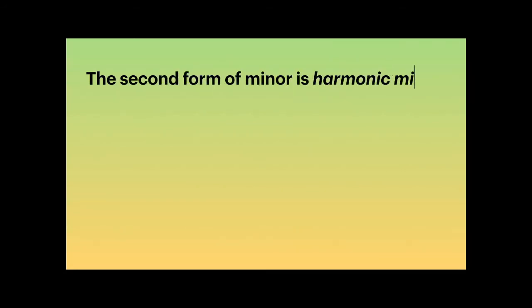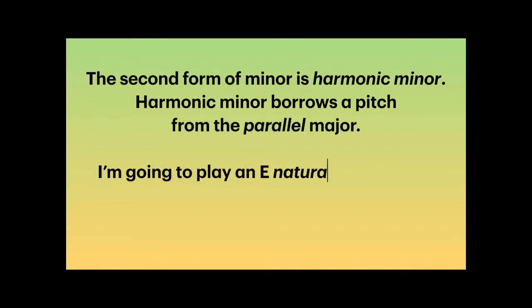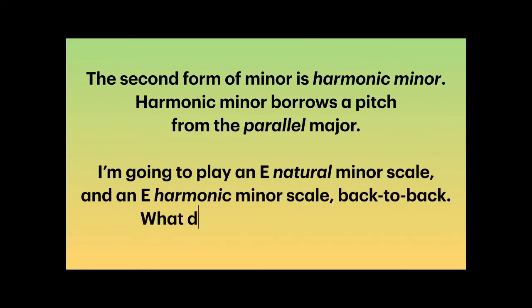The second form of minor is harmonic minor. Harmonic minor borrows a pitch from the parallel major. I'm going to play an E natural minor scale and an E harmonic minor scale back to back. What difference do you notice?